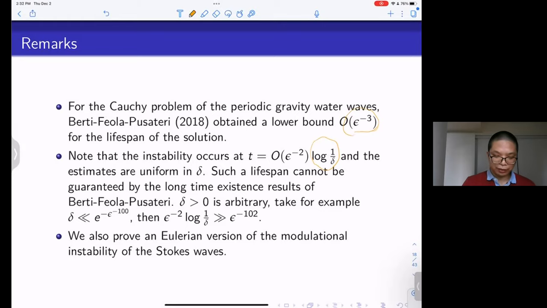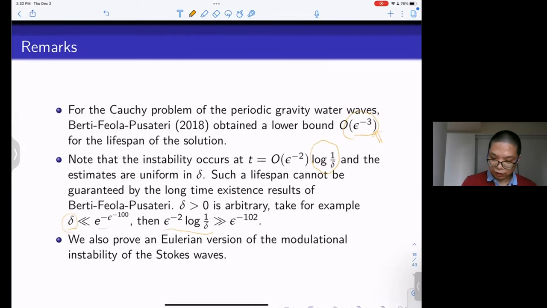So for example, I can take a delta of this amplitude. Then this time scale is much larger than the time scale for the long time existence for the general water wave problem. This is one of the key difficulties for us. All right.